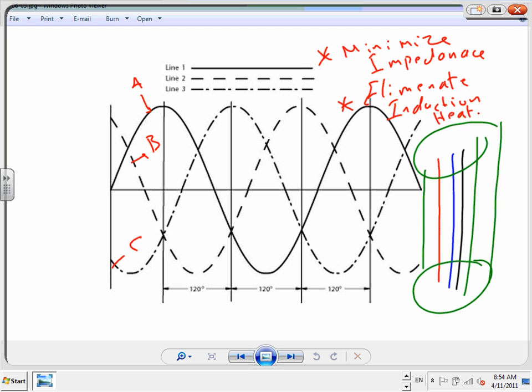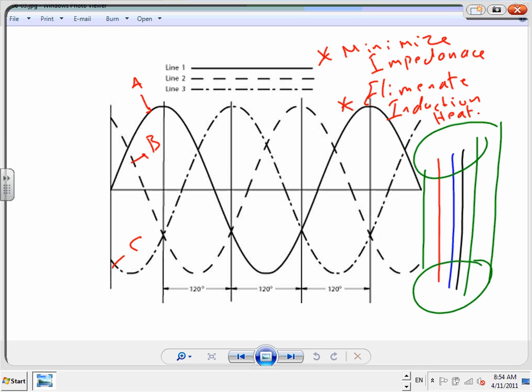DJ, my friend, why do you care about eliminating the induction heat? If you have one conductor in a steel conduit, that conduit actually becomes a heater. So imagine putting a conductor and a heater right around it. Then of course your insulation is going to deteriorate over time, and you're going to have a short circuit. Why do we care about minimizing the impedance, Spencer? The smaller the impedance, the further you can shoot the voltage.